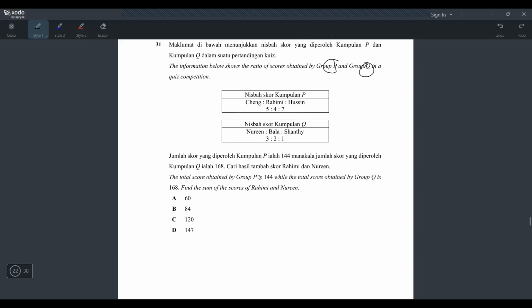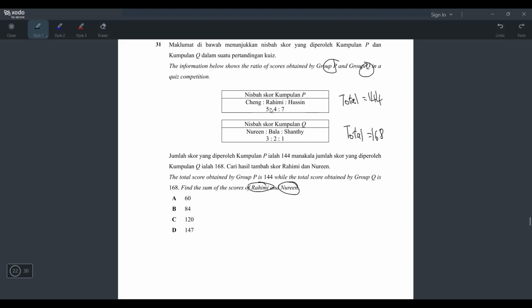The total score obtained by Group P is 144. So the total score is 144. But then the total score for Q is 168. Total score for Group Q is 168, right? Find the sum of scores of Rahimi and Nurin. Okay, you need to know something here. If the total score is 144 and the ratio is 5:4:7, you can actually find the total ratio here.